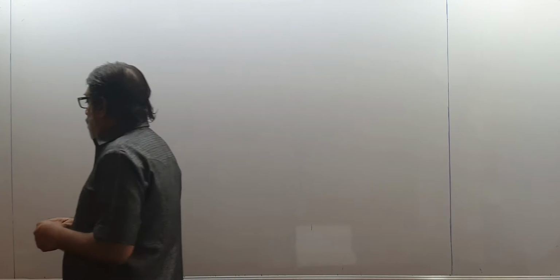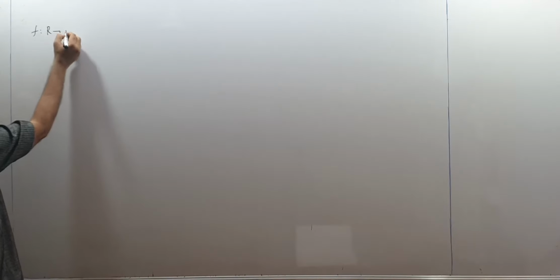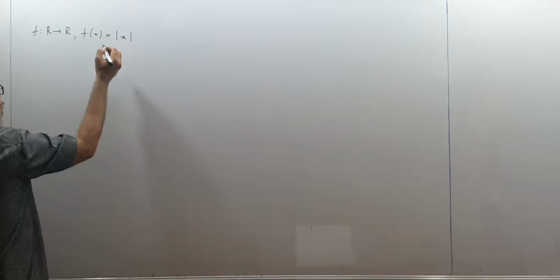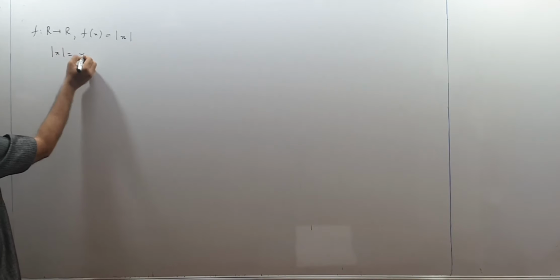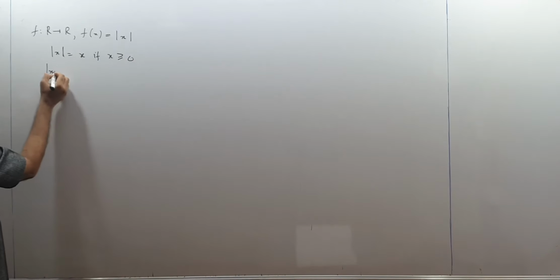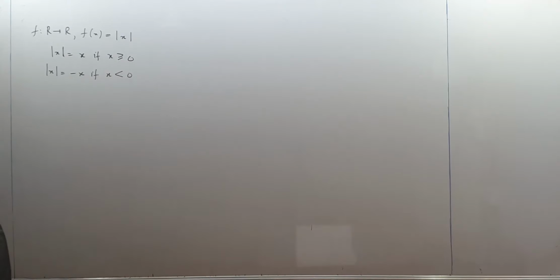Okay, children, the next function, a very important function for you, is the modulus function. It goes like this: f is a function from R to R, and f(x) is equal to mod x, modulus x. Now, how do we define this function, children? Please understand nicely. Mod x will be x if x is greater than or equal to 0, and mod of x will be minus x if x is less than 0.